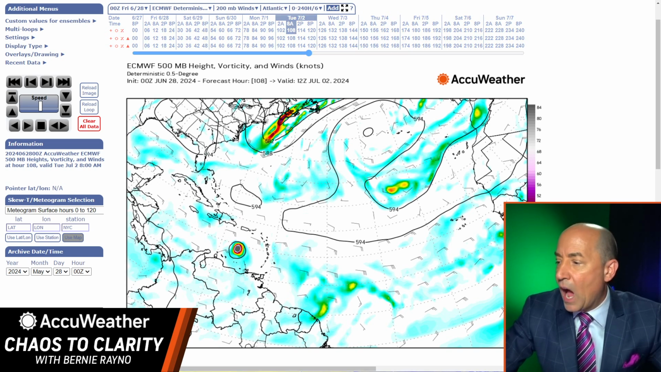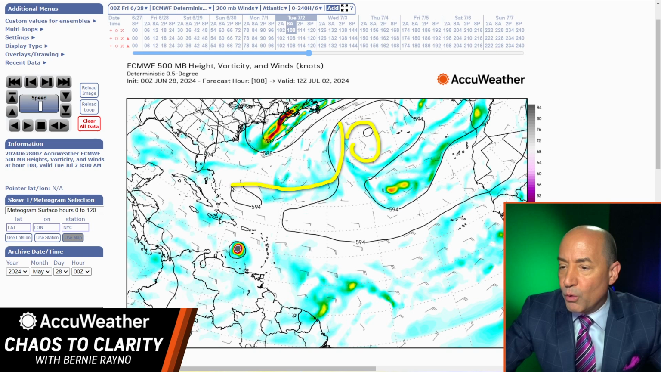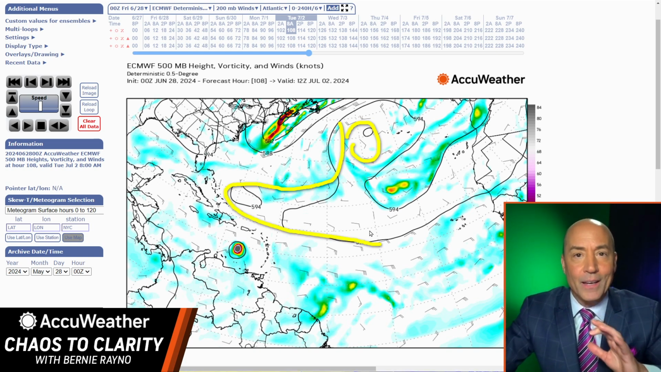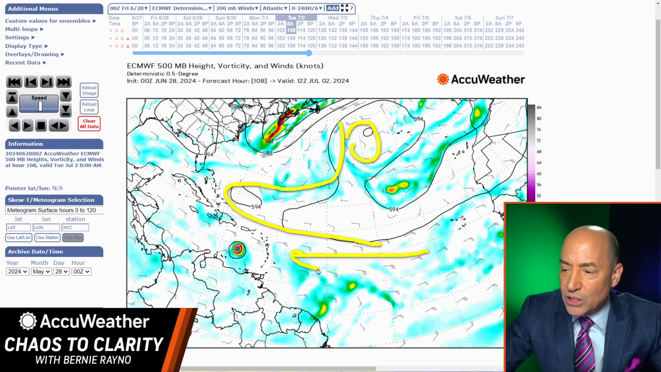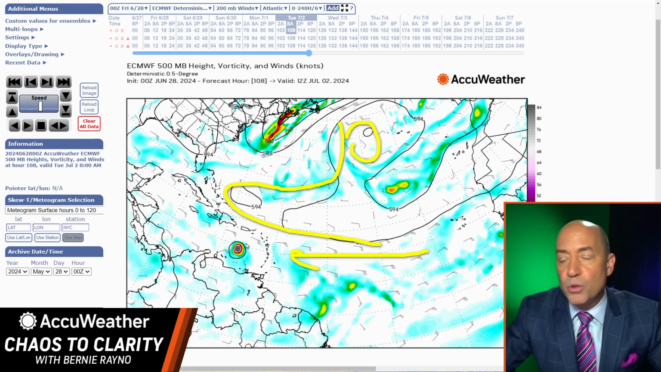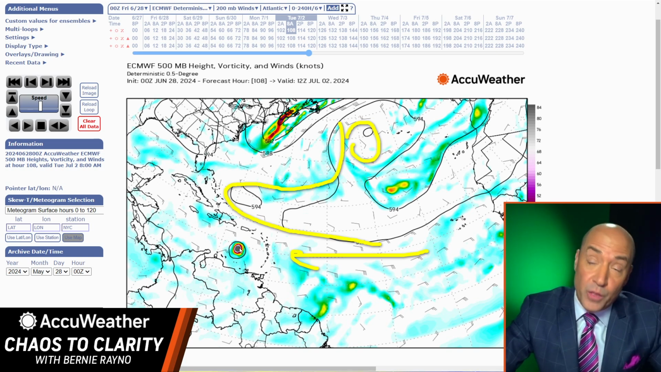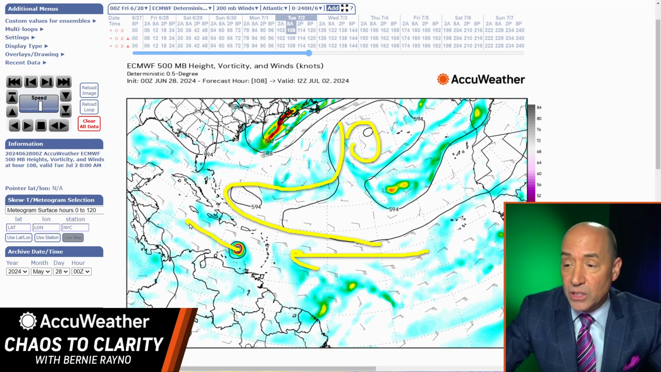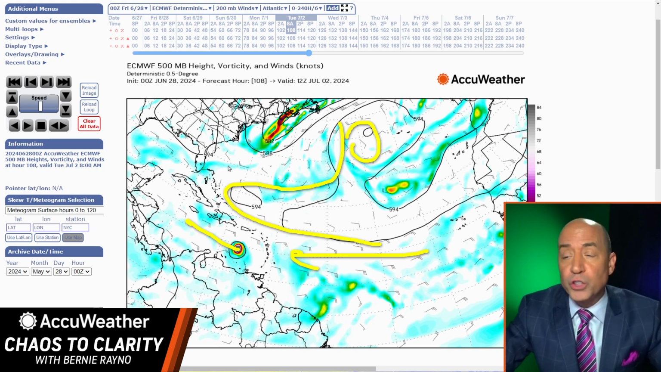You'll notice how the high, which is in here, is actually extending its influence all the way in the southeastern Atlantic. What does that mean? That means you're going to get an easterly steering flow, which will continue to move this storm, and at this point, a hurricane to the west. This high also, I think, protects.